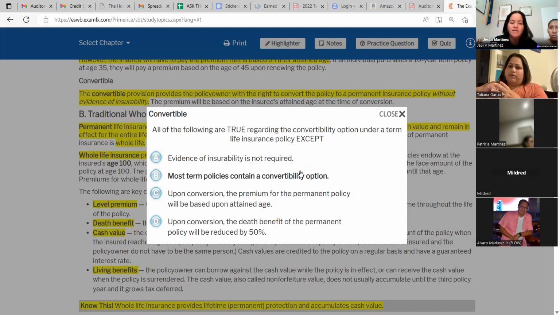Let's see, most term policies contain a convertibility option. I see that being true. Upon conversion, the premium for the permanent policy will be based upon attained age. Yes. Upon conversion, the death benefit of the permanent policy will be reduced by 50. That one has me confused. You guys want me to click A, or it could be D? I think it might be D. I don't remember that being reduced by 50%. Well, let's try D and see how it goes.